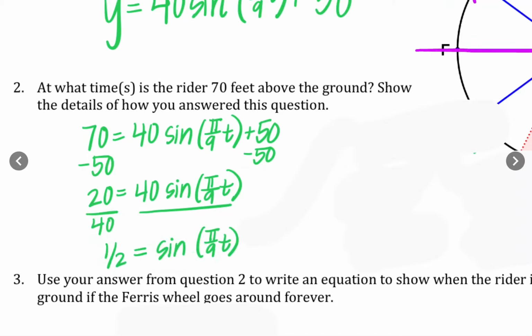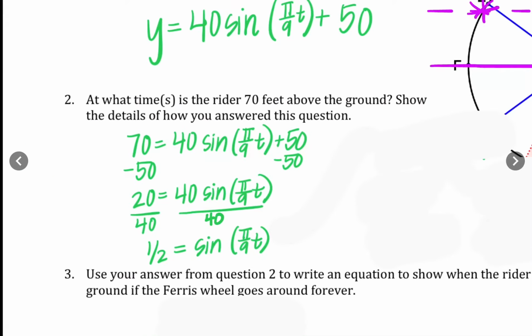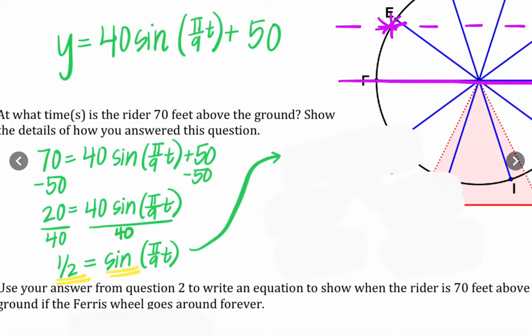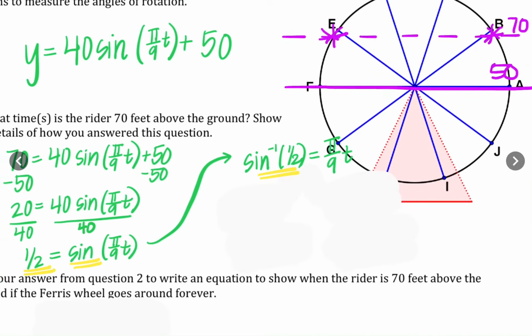Divide both sides by 40. And I end up with 1/2 equals the sine of pi over 9t. Well, what do I do with that? That's actually asking the question, when is the sine equal to 1/2? So I can check out my unit circle. Again, let's remind ourselves what exactly it's asking. It's asking for the inverse sine of 1/2, or again, where is the sine 1/2?